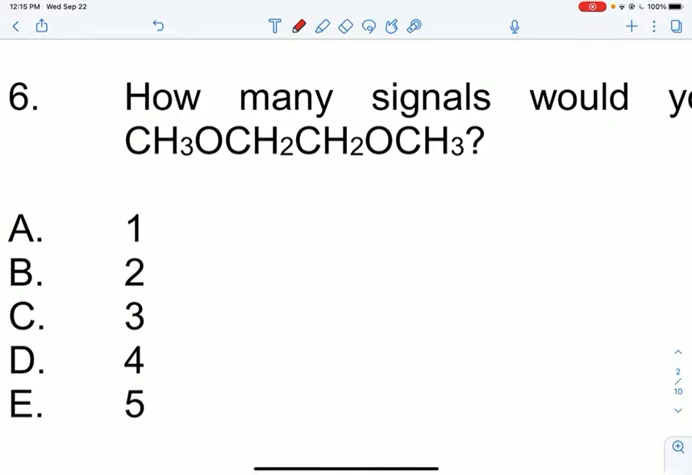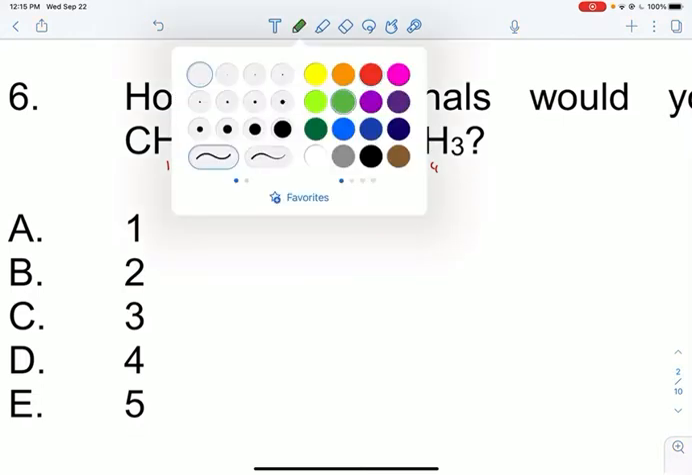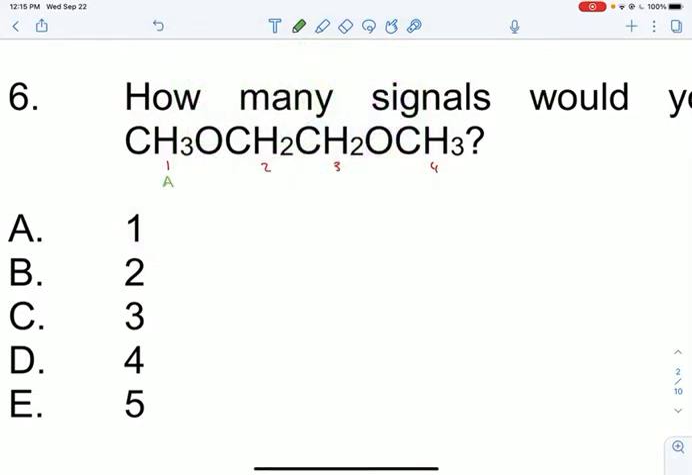So we have 1, 2, 3, 4 hydrogens. We can see that hydrogen 1, we'll call this hydrogen A, is bonded to this oxygen. And we can also see that these hydrogens are bonded to that oxygen. So they both have the same environment, so they're both going to be A.